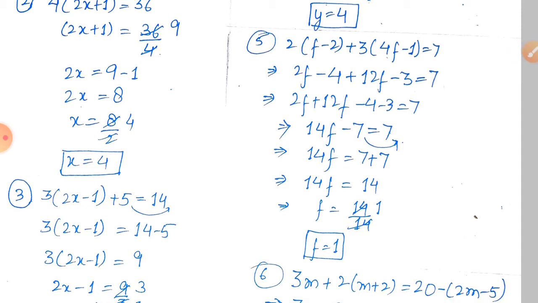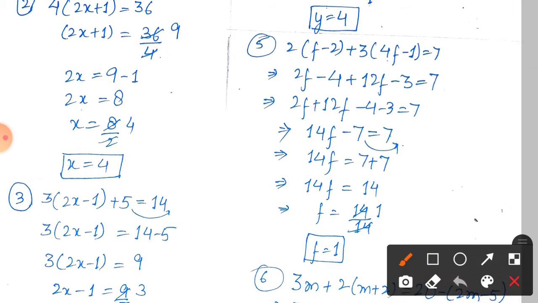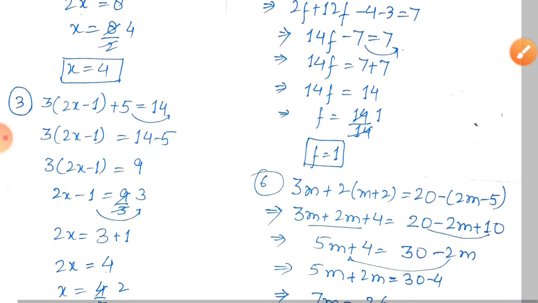In this fifth question we need to keep in mind that 2 is multiplied with the whole of (f minus 2), and 3 is multiplied with the whole of (4f minus 1). So the first step you need to do is open the bracket. 2 into f, 2f, 2 into minus 2, minus 4, 3 into 4, 12f, 3 into minus 1, minus 3, is equal to 7. Now write the f terms collectively and the integers collectively, so that the variable f can be separated. Once we solve it, we get the value of f as 1.